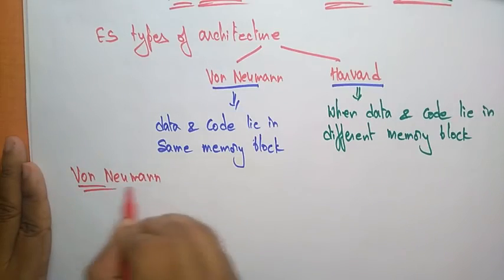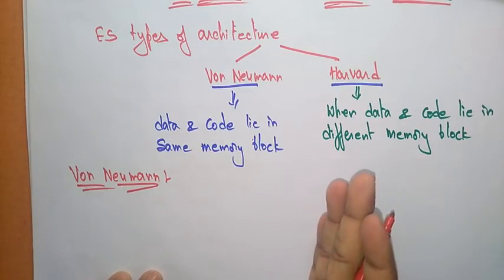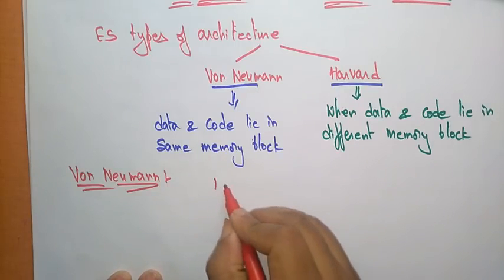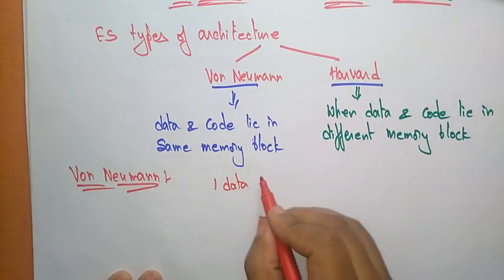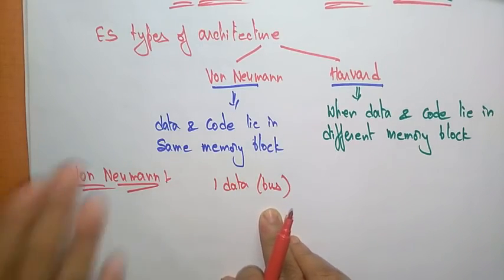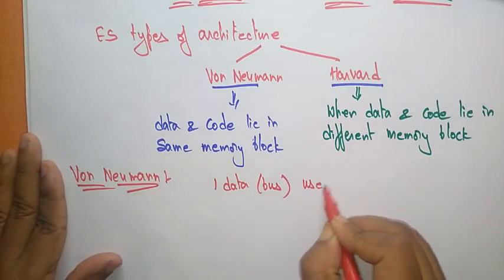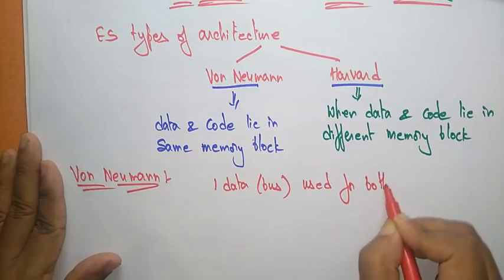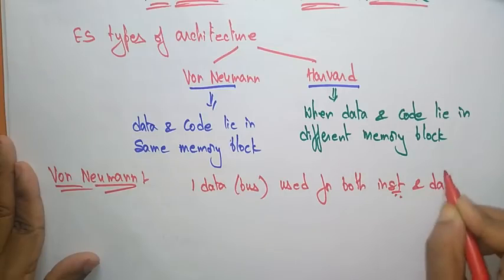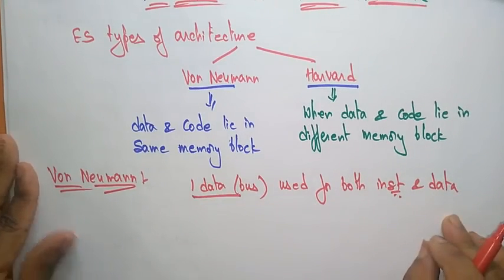Von Neumann architecture. In this architecture, one data path or one bus exists for both instructions and data. Whatever the data path is, you can take it as a bus, whether an address bus, data bus or control bus. Only one bus is used for both instructions and data, that is, for the code as well as the data.